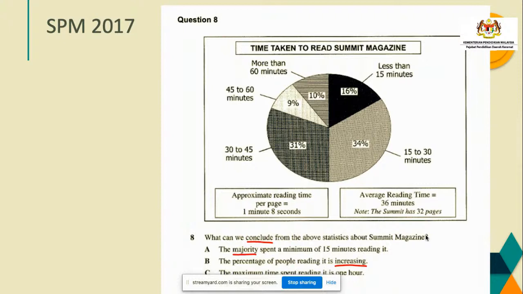So dia bagilah, dia tengok sini. Time taken to read Summit Magazine. Okay, Summit Magazine ni ialah nama sebuah majalah. Okay, so dia bagilah, nampak? 10% ni 60 minutes, 16% ni less than 50 minutes, 45, okay, 9% baca 45, okay.